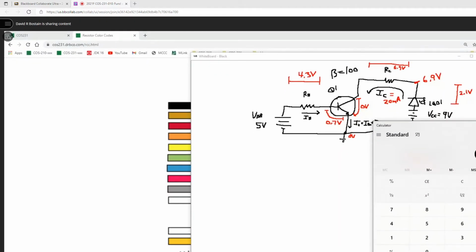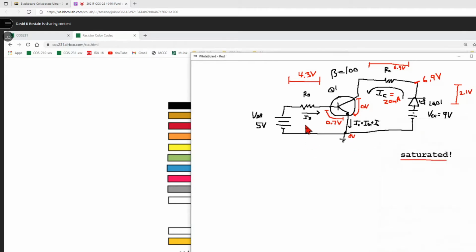Trick we're going to do. Take the current we want. Let me clear this, which is 0.020. Divide it by beta and double your answer. So 400 microamps. So what we want to have now is this base current be 400 microamps.